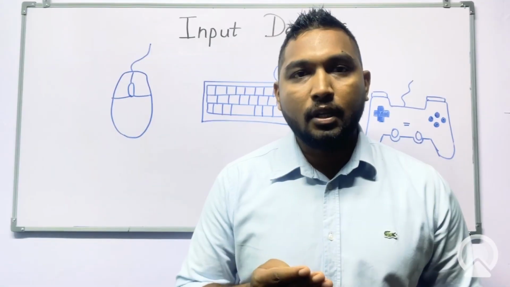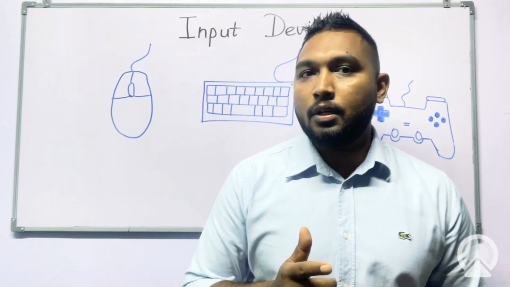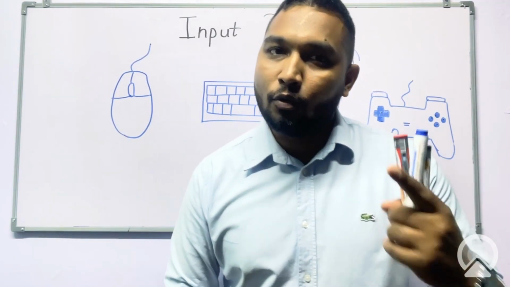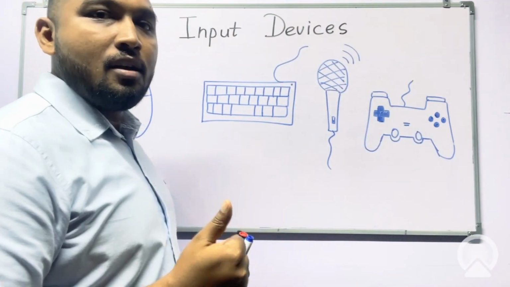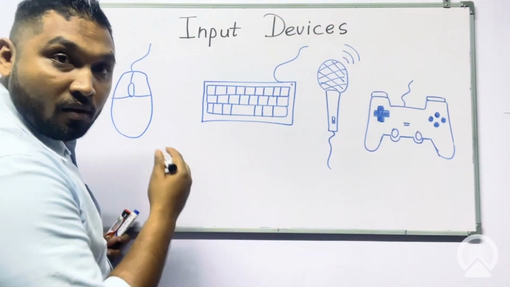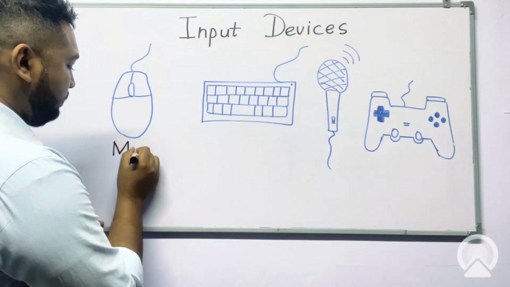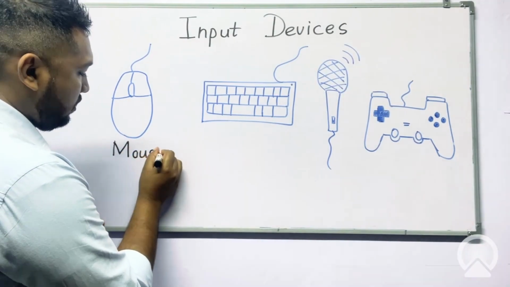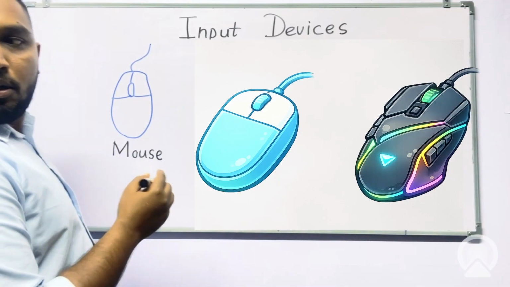So I have drawn four major type of input devices. Like I'm pretty sure you can draw better than me. Don't care about my drawing. So we'll learn what are the names of these devices. Okay. So the first one is very famous. Our most used mouse. This is the most used input device. Okay. So mouse.